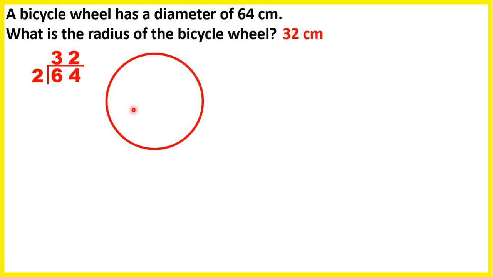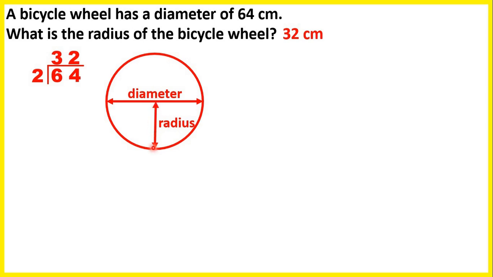Remember, if we have a circle, the diameter is the distance from one edge to the edge on the opposite side, and the line has to go through the centre of the circle. But the radius is the distance from the centre of a circle to the edge. Now I've drawn the diameter as a horizontal line, but it doesn't have to be horizontal. The diameter connects any 2 points on the edge which go through the middle.